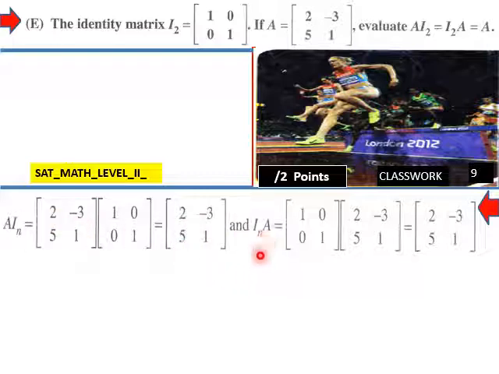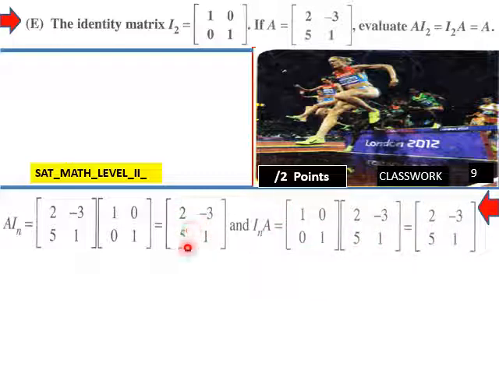And then identity matrix times A, now we flip this, we commute this. And we have 1 times 2 plus 0 times 5 will give us 2. 1 times -3, and then 0 times 1 will give us -3. And then 0 times 2 and 1 times 5 will give us 5. And then 0 times -3, and then 1 times 1 will give us 1. So it just shows that it is commutative.